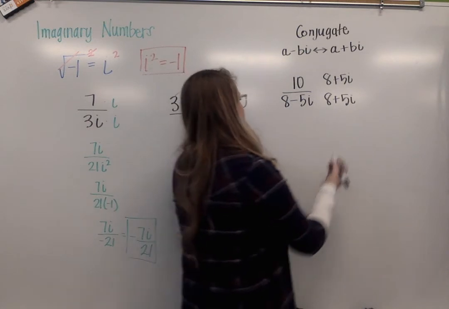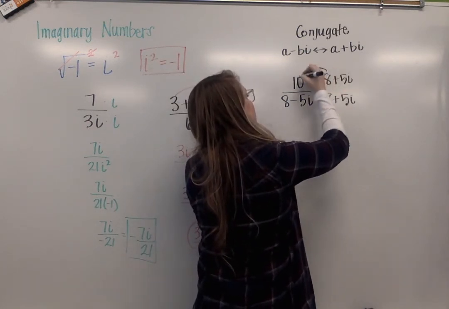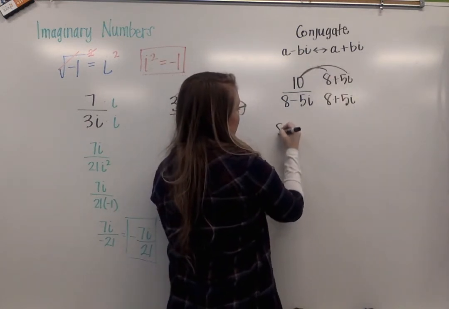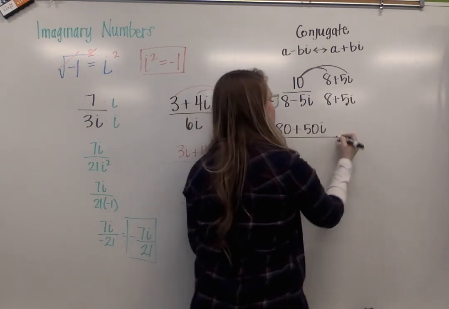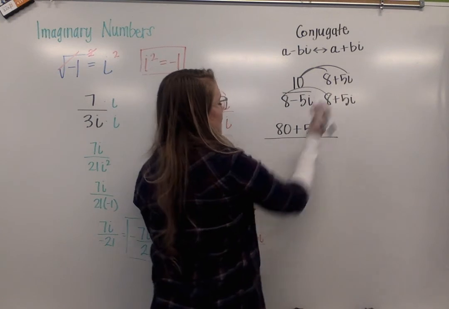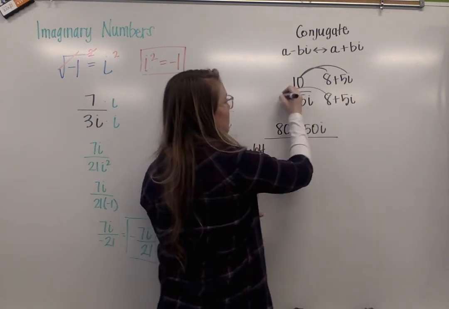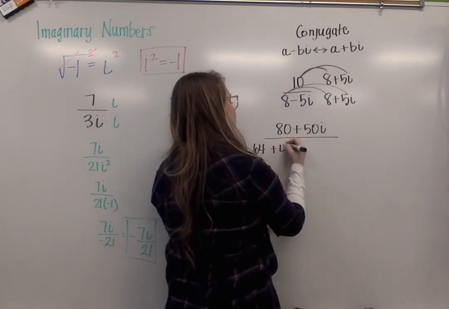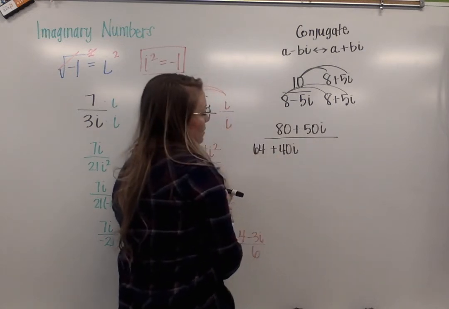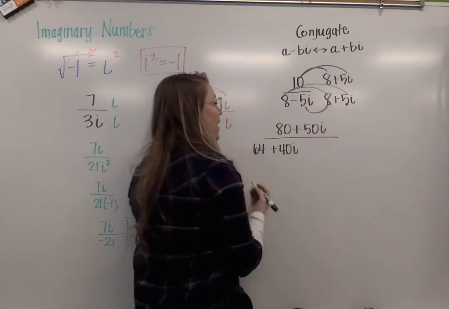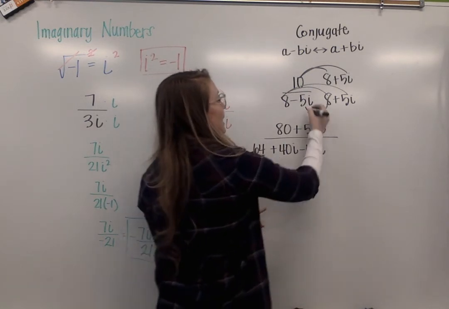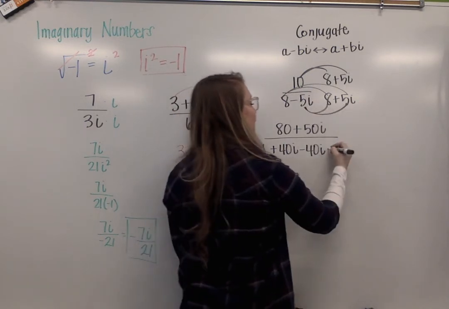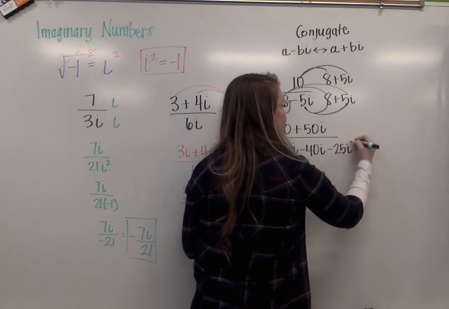So let's take a look to see what happens. Distribute in the numerator, I'm going to get 80 plus 50i. In the denominator, 8 times 8 is 64. 8 times 5i is 40i. Negative 5i times 8 is negative 40i. And negative 5i times 5i is negative 25i squared.